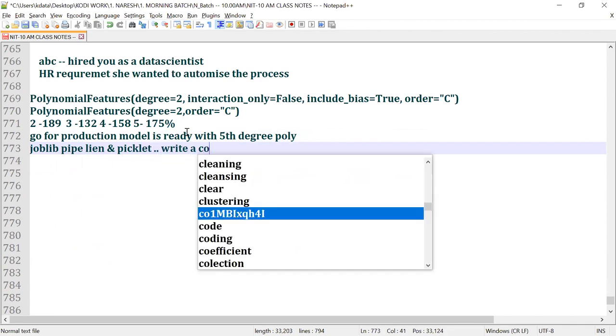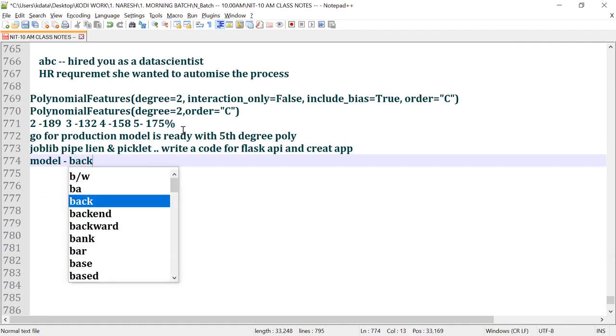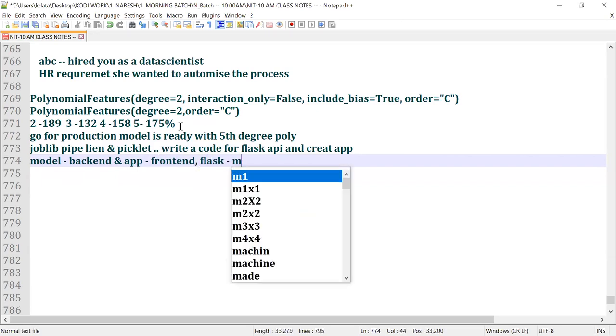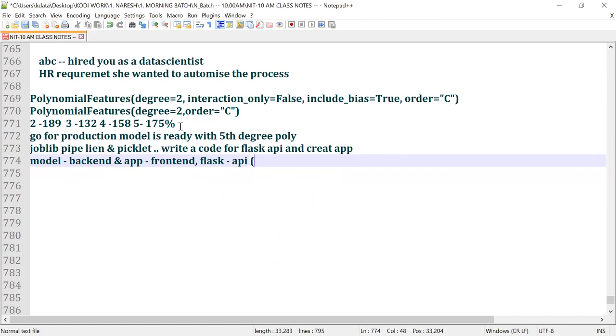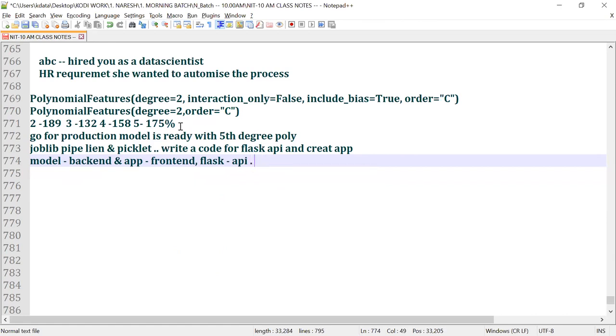You can write a code for Flask API and then create an app. All right, guys. So the model would be the backend and the app would be your front end. And Flask is the API, which means middle person, I mean a broker, you could call it. And also the pipeline is joblib. So we're going to build all the app later, guys. Yes, this is what happens in real time.